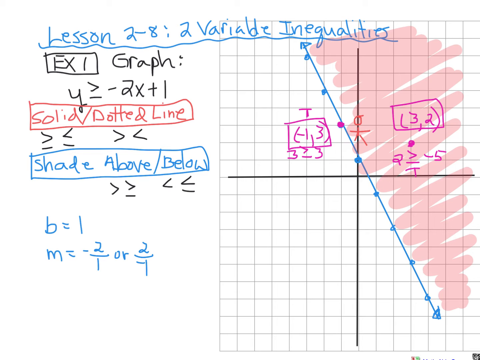Well, what if we chose an ordered pair that is outside of the shading and not on the line, like this one right here? This one would be (-1, -3). So my y value would be -3, greater than or equal to, and I'm going to substitute in a -1. So -1 times -2 is +2, plus 1 is 3. And clearly, -3 is not greater than 3. So this would be a false statement, and it would not be a solution to our inequality. All right, so let's move on to example 2.